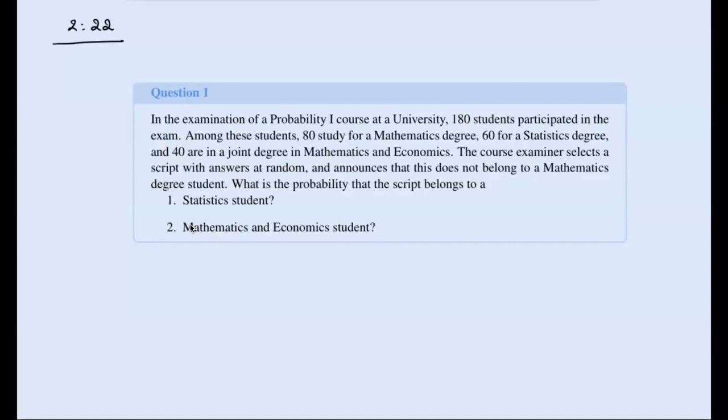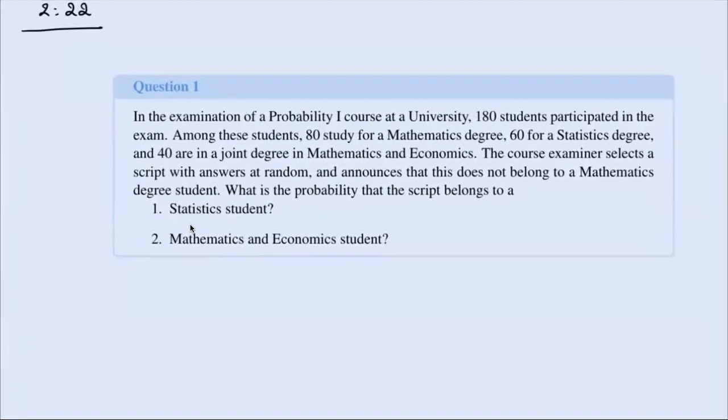Okay, I hope that most of you got the answer for this question. It is very straightforward. The information that we are given is there are 80 math students, 60 statistics, and 40 are in the joint degree. And we know that the script does not belong to a math student, which means it can only belong to a statistics student or the student in a joint degree.